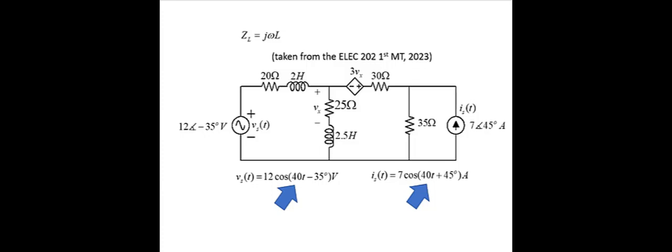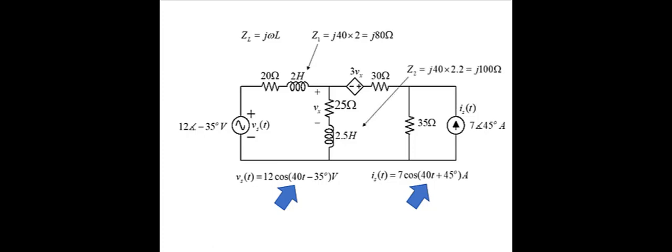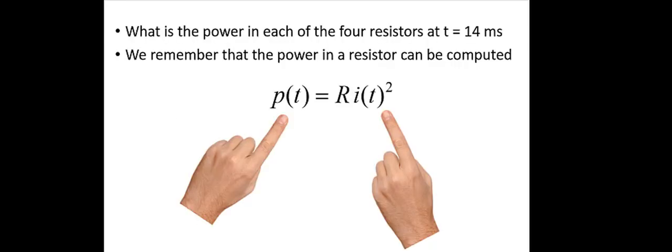Omega is 40 radians per second, and for this 2 Henry inductor, the impedance is positive j80 ohms. For the other one, it is j100 ohms. That is a circuit that I will copy onto the next slide to work on its solution.